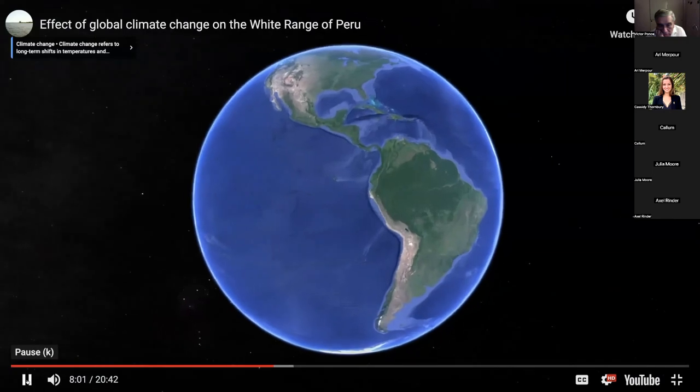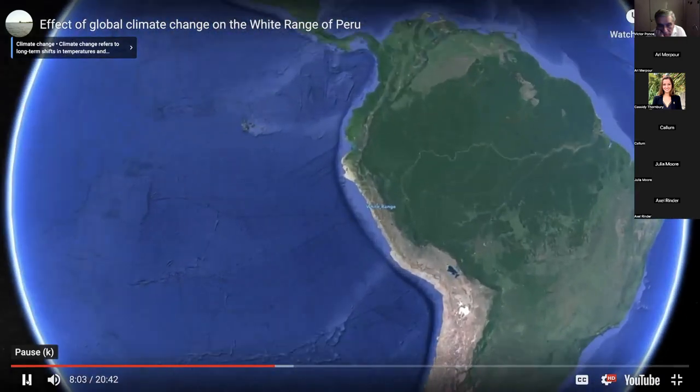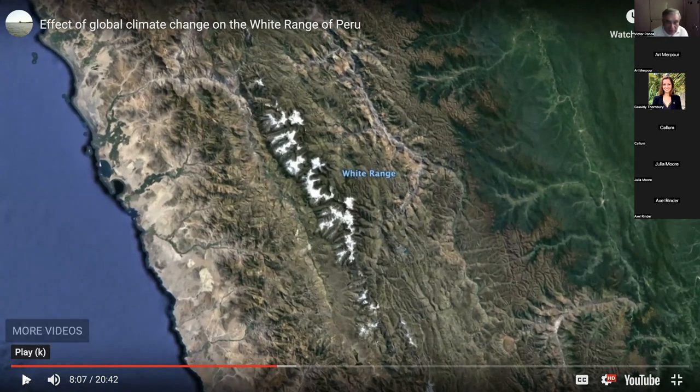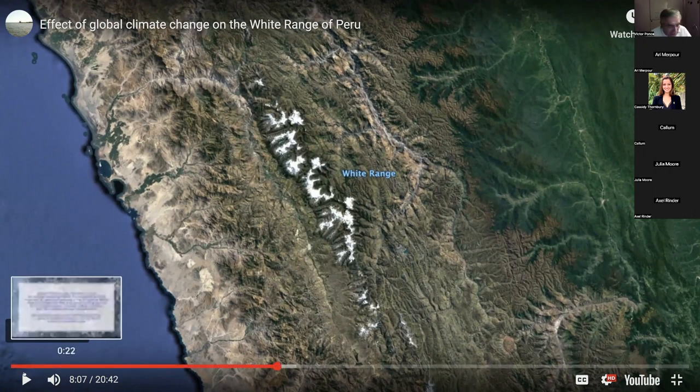The White Range of Peru is located between 8 degrees 23 minutes and 10 degrees 2 minutes. That's the White Range of Peru, this one over here. This one over here is another range. It has a different name. The White Range is over here. It's the largest, well, I guess I would have to say the largest. There's actually three glacier groups in Peru. One in here, another in here, and another further south.